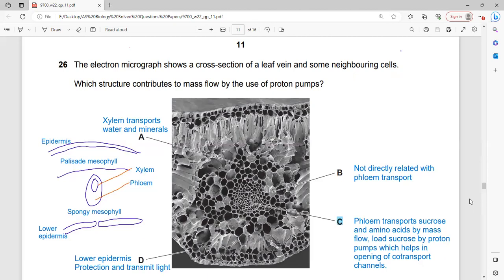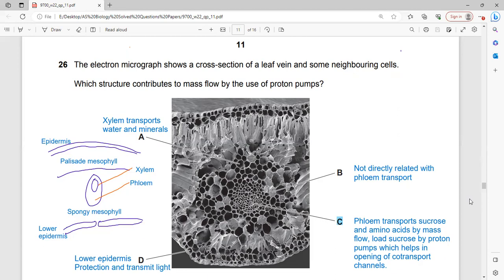Here, above is the epidermis, below is the palisade mesophyll, and in the central midrib is a vascular bundle in the vein. In the vascular bundle, above is always the xylem, and below is the phloem. So the phloem is the part where the proton pump takes place, while below is the lower epidermis.